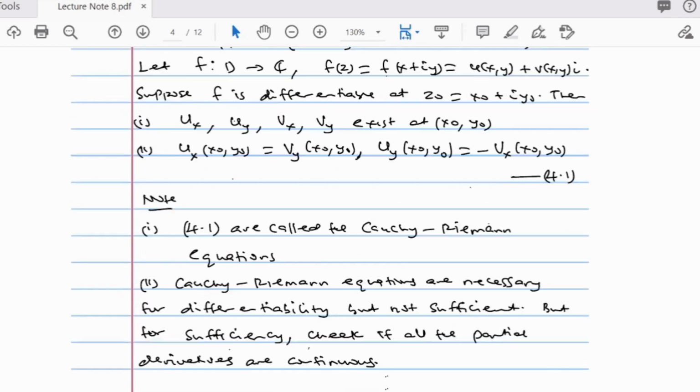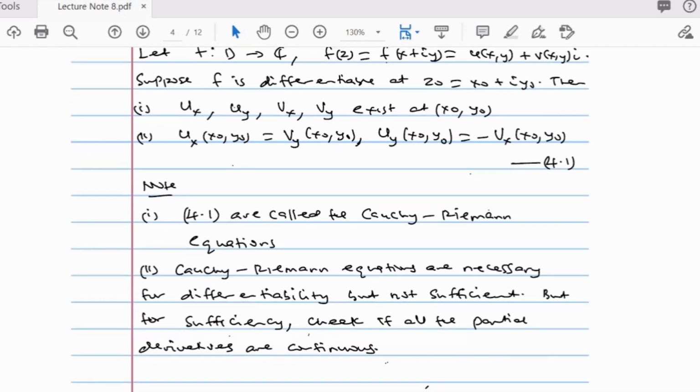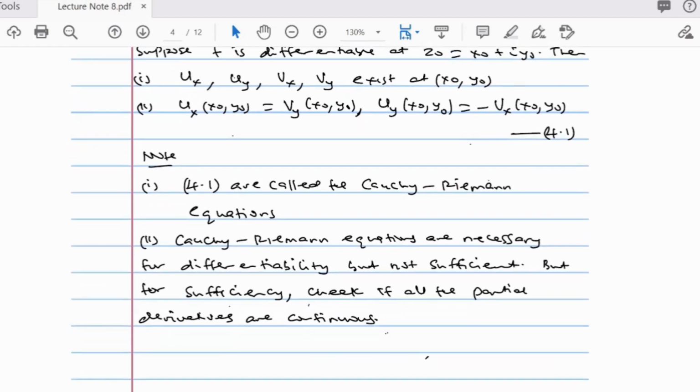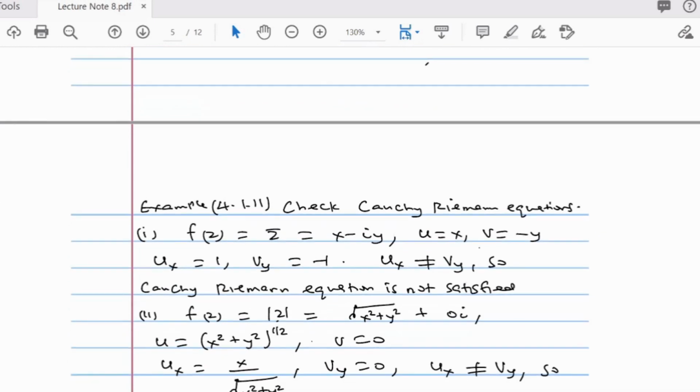The Cauchy-Riemann equation is necessary for differentiability, but not sufficient. Once you have this one, it is a necessary condition, but it's not sufficient. The sufficient condition will be that all the partial derivatives are continuous. So the Cauchy-Riemann equation is just a necessary condition, but it's not a sufficient condition.